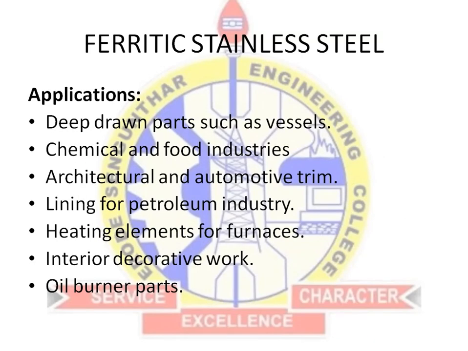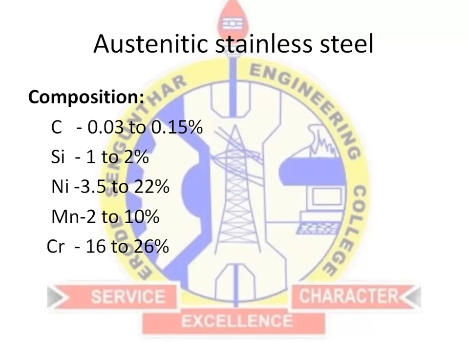So what are the applications? Deep drawn parts such as vessels, then chemical and food industries. It has high corrosion resistance, and as well as having high strength. So they are using it for chemical and food industries. It is also used in architectural and automotive trims, the lining for petroleum industries, heating elements such as furnaces, interior decorative works, then oil burner parts. So it is used in minor as well as in the major components of production.